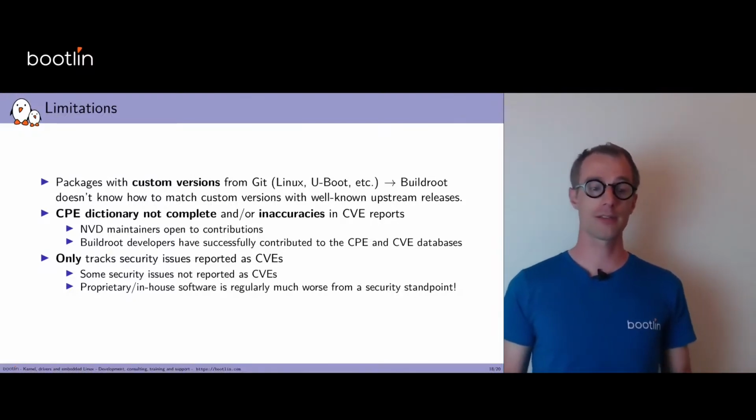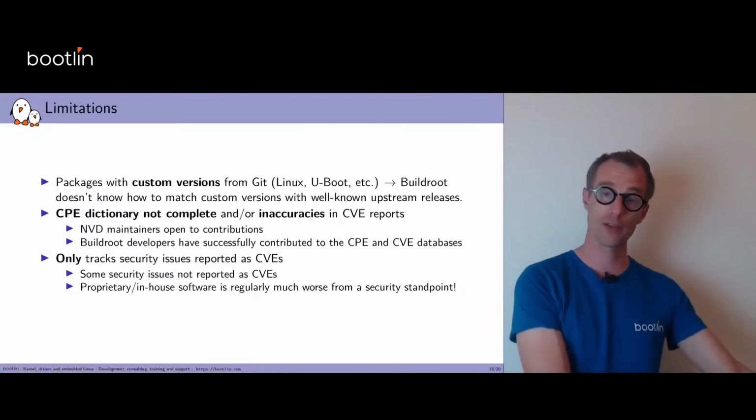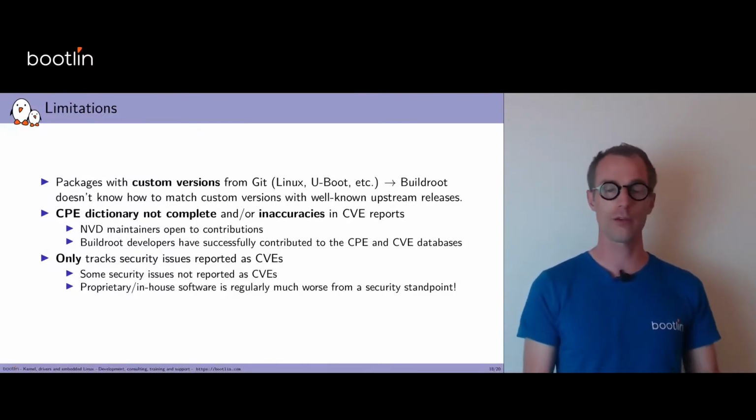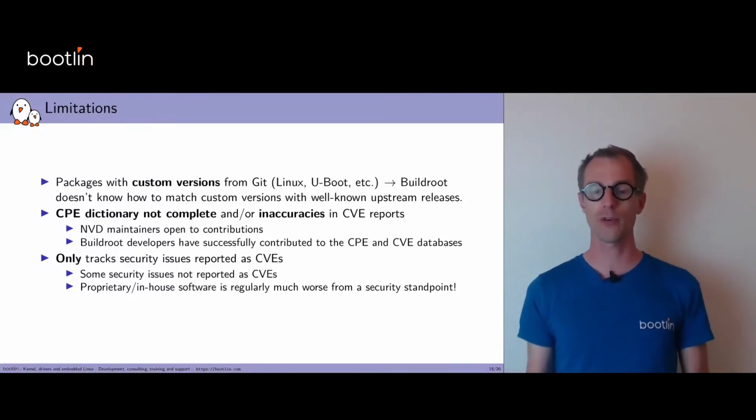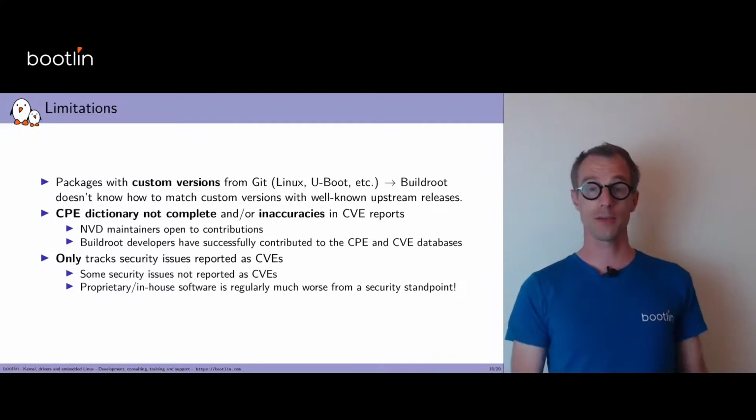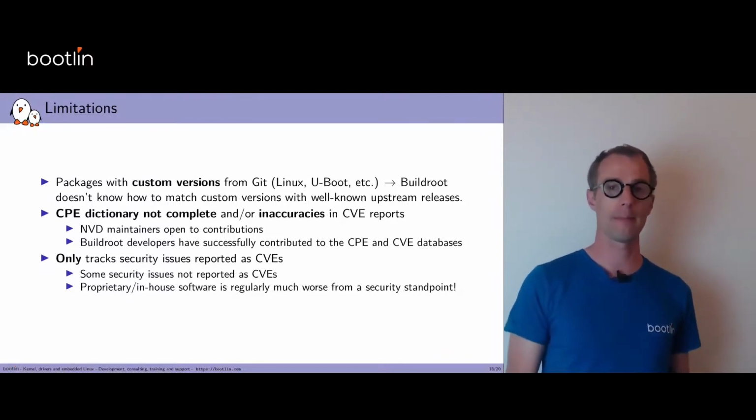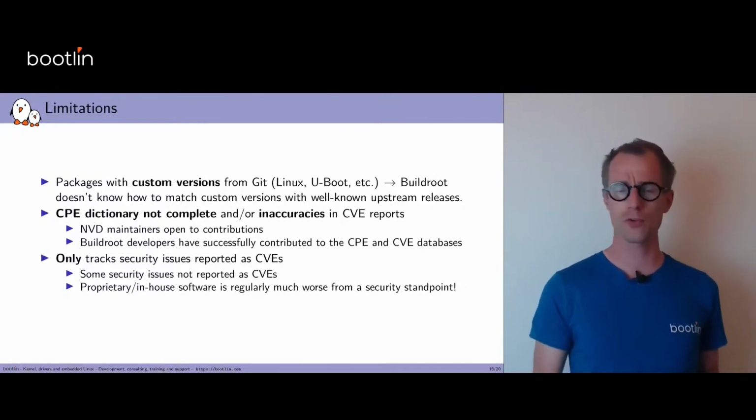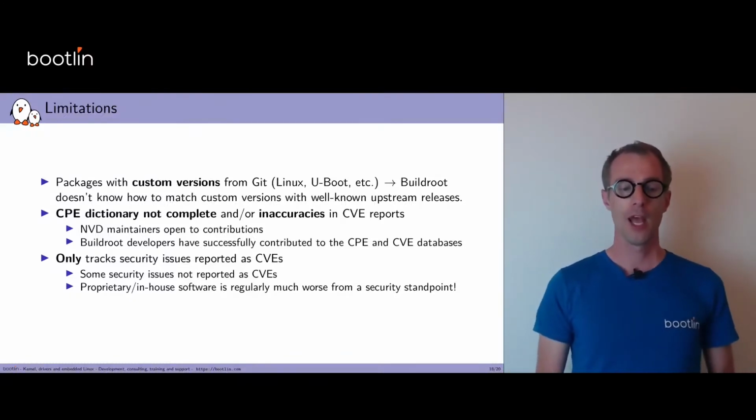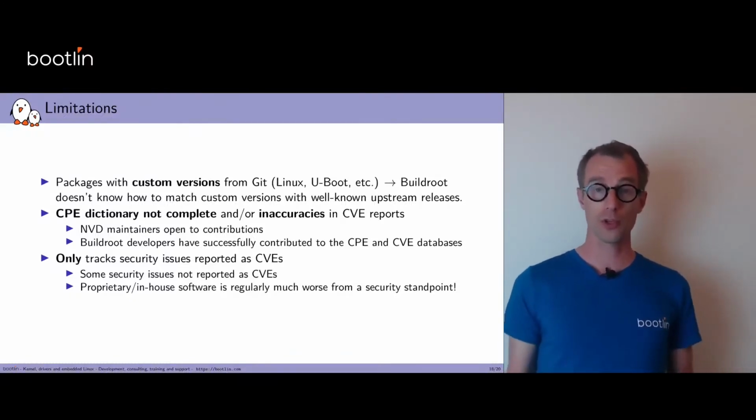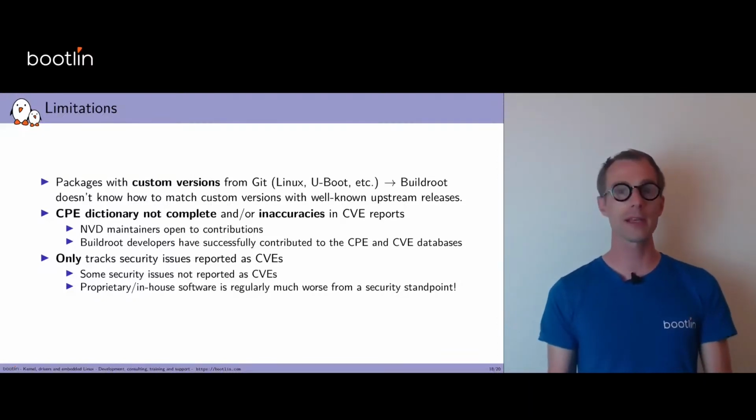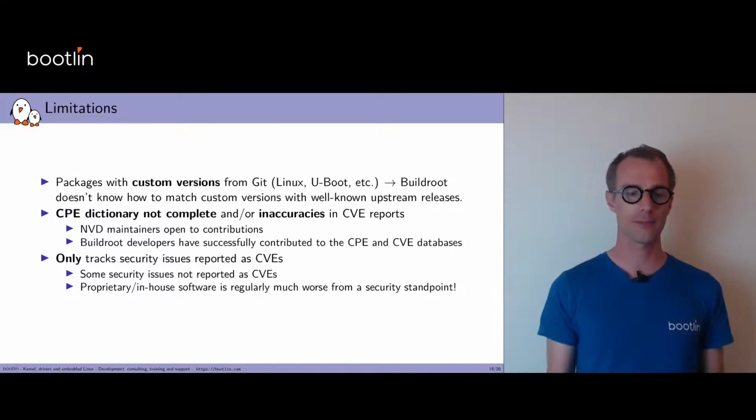Another limitation is that the CPE dictionary may not be complete. We already saw such examples in the previous slides, where the latest version of BusyBox 1.33.0 wasn't known in the CPE dictionary. Or there may be inaccuracies in CVE reports. For example, the atop package was affected by a CVE that affects all versions. This seems a little bit suspicious and probably is worth investigating. But the NVD maintainers are open to contributions, and in the Buildroot project, several developers and contributors have already submitted changes to the CPE dictionary or to the CVE database, and they were accepted by the NVD maintainers.